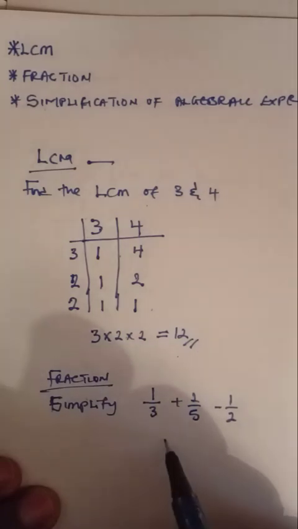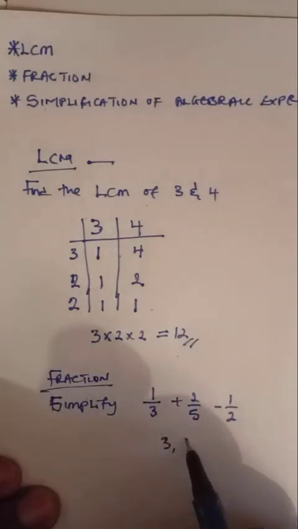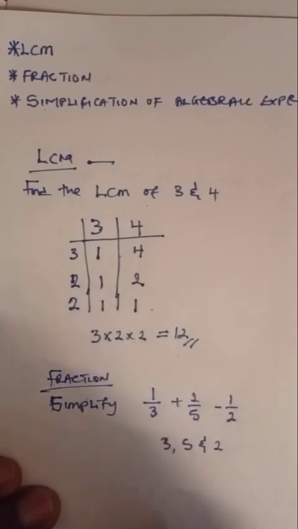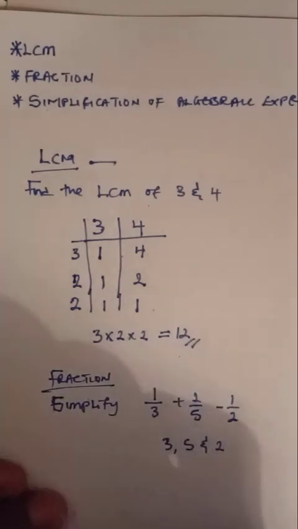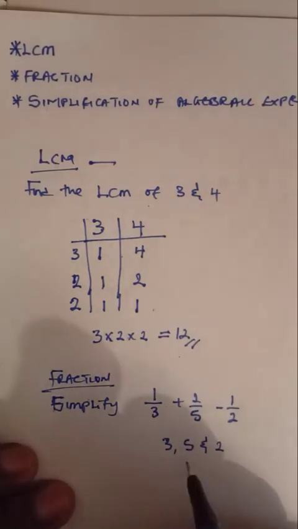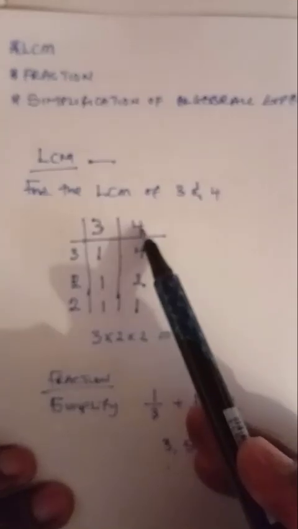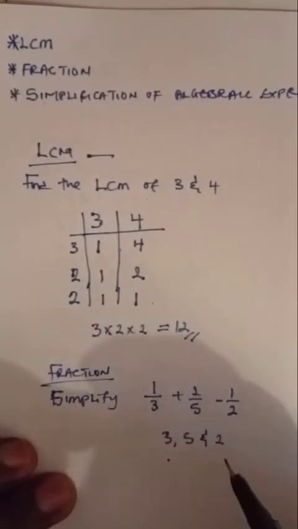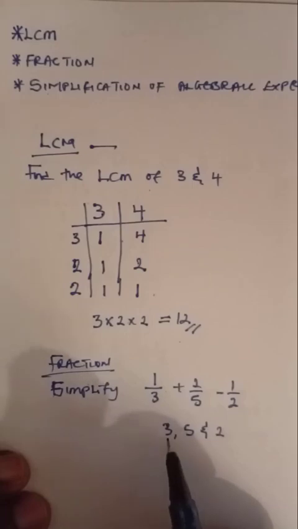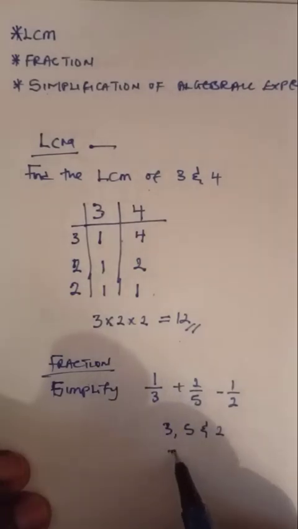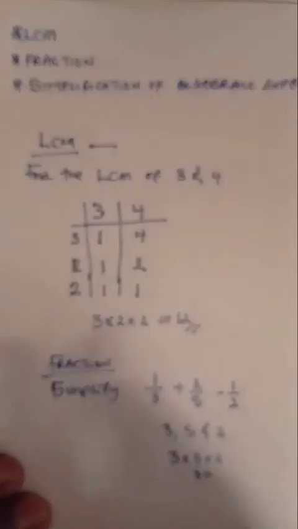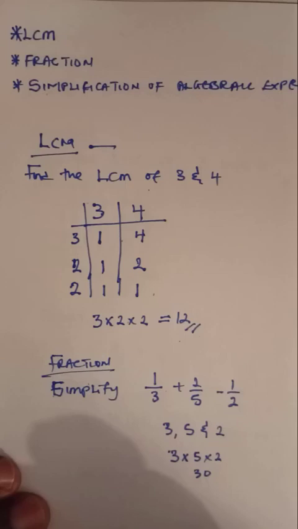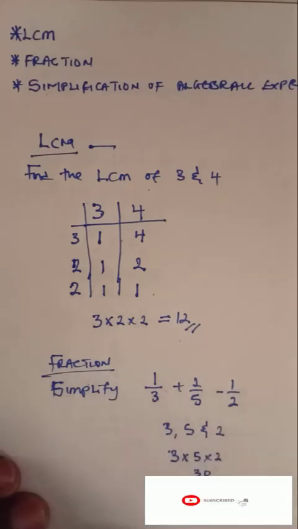So let's write them again. 3, 5 and 2. There's no number at the moment between the three of these numbers which can divide all through. So we can find the LCM by using this same method, but it is a bit easier since there is no common term here. We can simply multiply 3 times 5 times 2, and this gives us what?